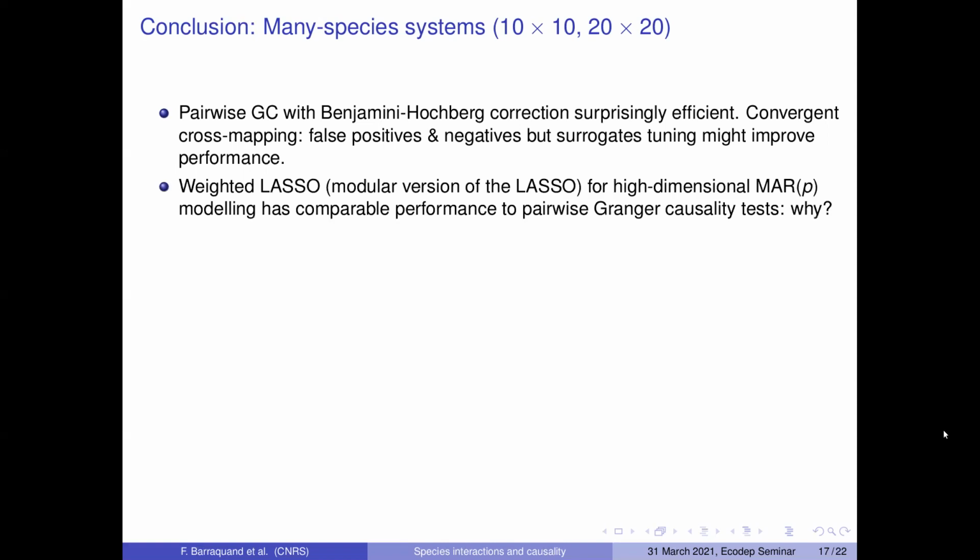And then the weighted lasso approach had comparable performance to pairwise Granger causality testing. So the true model interaction, or the interaction that we put in, is equivalent to conditional Granger causality. So I was quite surprised that pairwise Granger causality did as well. So we asked a little bit why that is.